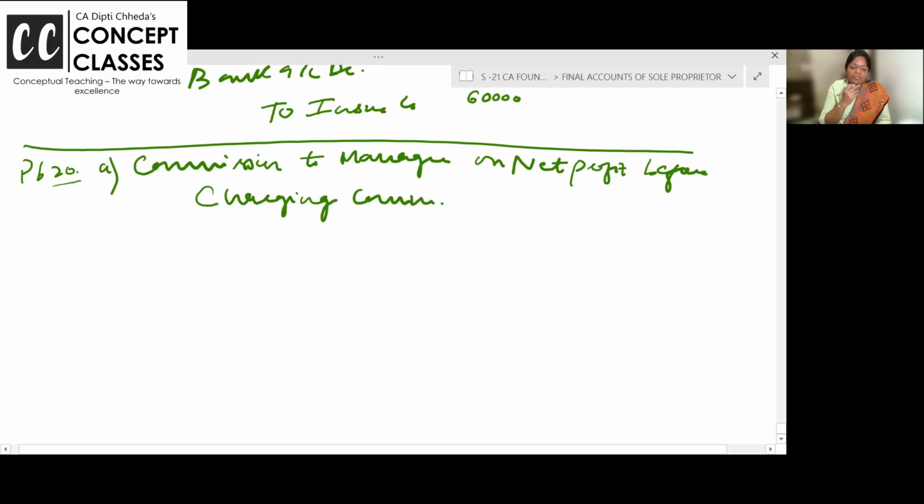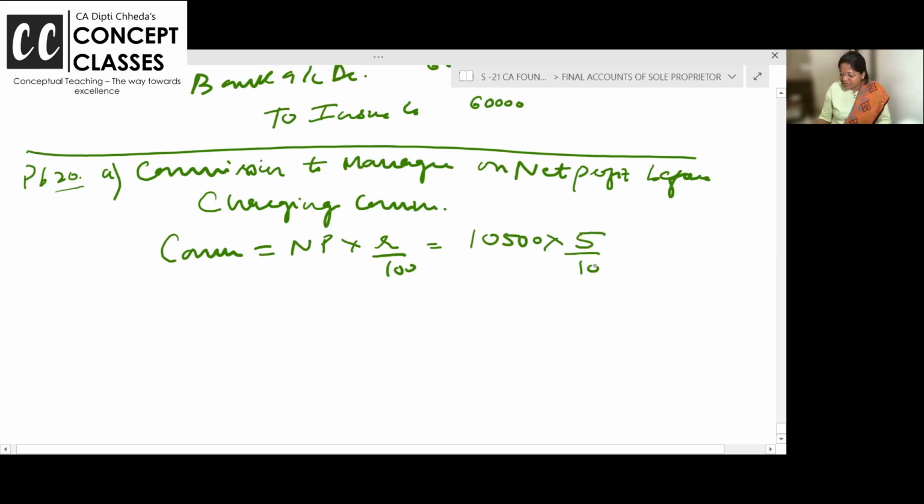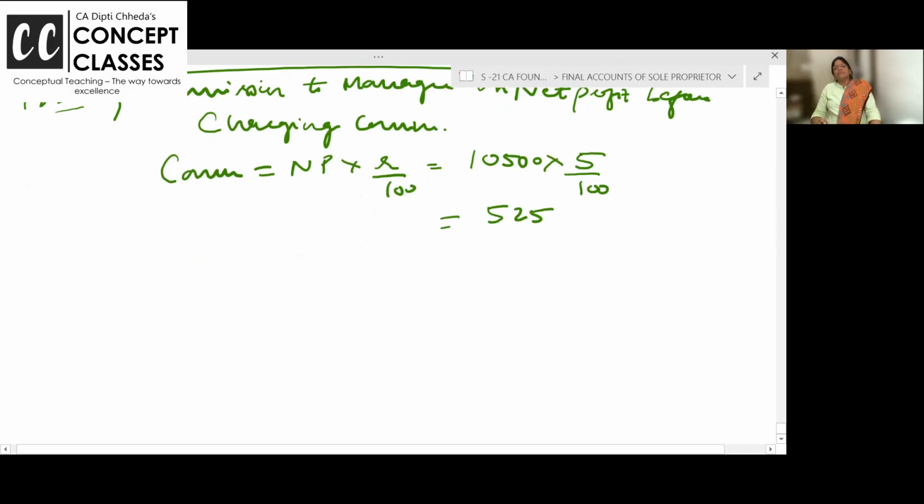So what is the net profit given to you? Commission is equal to net profit into rate by 100. What is the net profit given? 10,500. So you have to charge 5% commission on profit before charging this commission. So this is profit before charging only. So 10,500 into 5%. How much is coming? 525. Just you have charged the commission before charging.